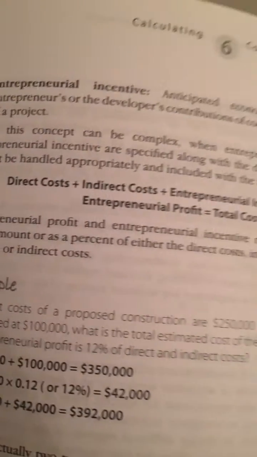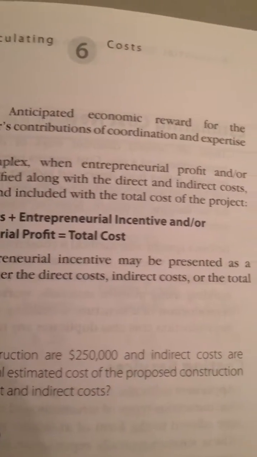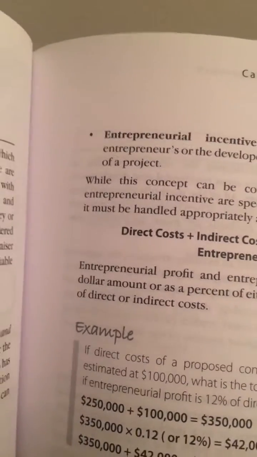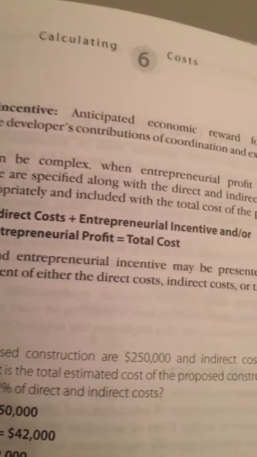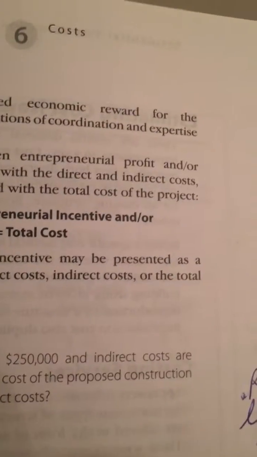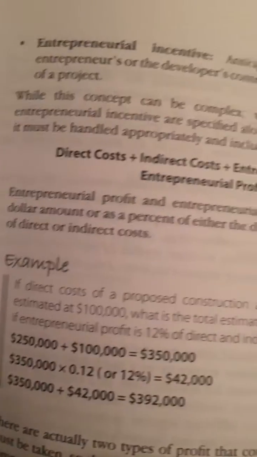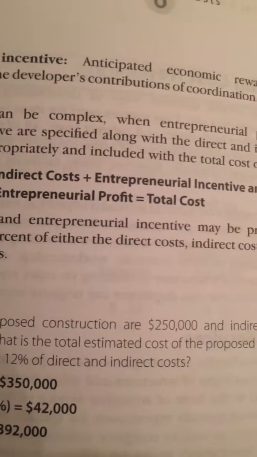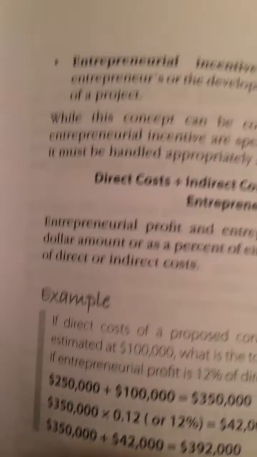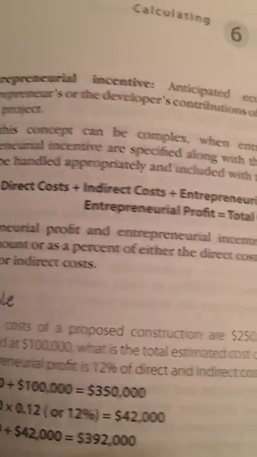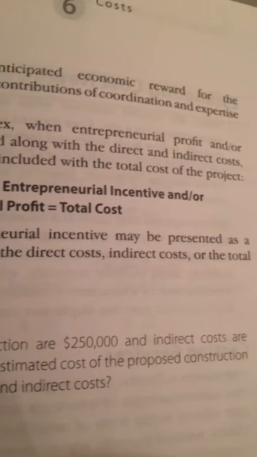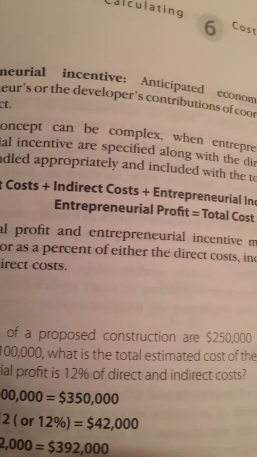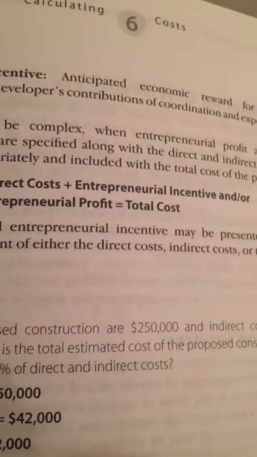While this concept can be complex, when entrepreneurial profit and/or entrepreneurial incentive are specified along with the direct and indirect costs, it must be handled appropriately and included with the total cost of the project. Direct costs plus indirect costs plus entrepreneurial incentive and/or entrepreneurial profit equals total cost.